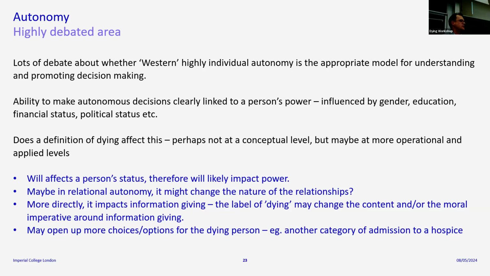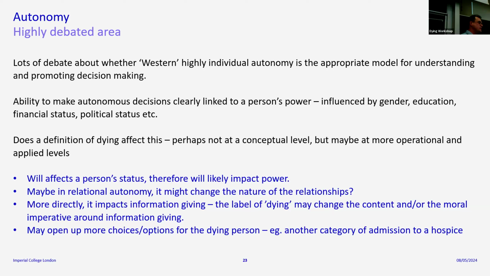It might change things. We talked about information giving before. I wonder if it might change the content or the moral imperative about information giving. So someone who's labelled as dying has a different set of information rights than those who aren't, perhaps, or the drive and the importance of giving it to them. So the high income palliative care thing about trying to help people with their acceptance of dying, maybe the urgency or the imperative changes at that stage.